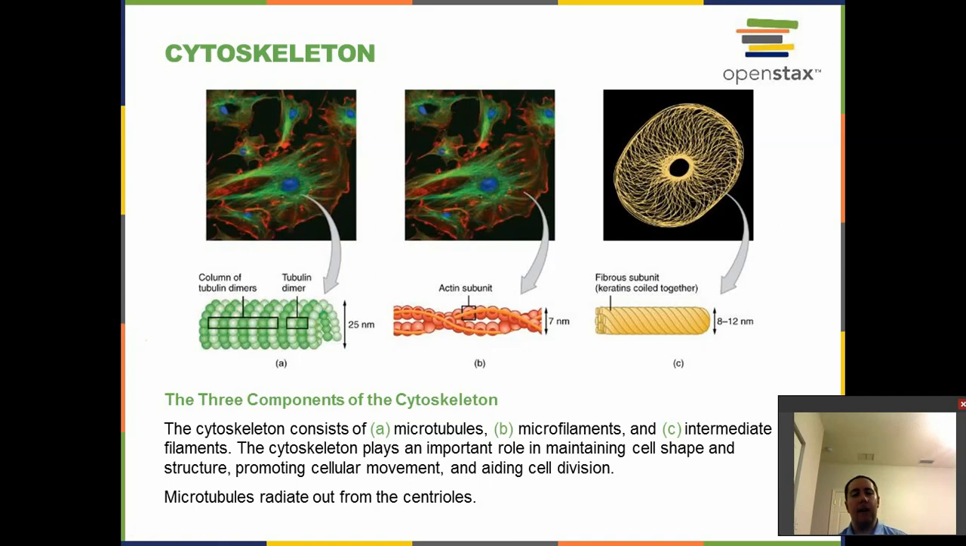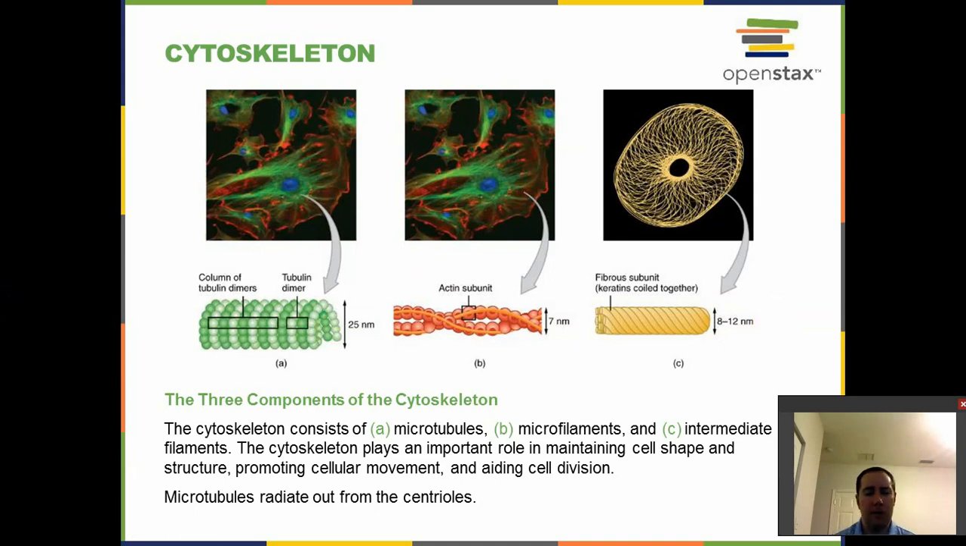And so I need you to know which one is the biggest, which one is the medium, which one is the smallest, and I need you to know what each one is made out of. I don't need you to know the 25 nanometers, the 7, and the 8 to 12. I don't care about how big they are. I need you to be able to rank them for me.